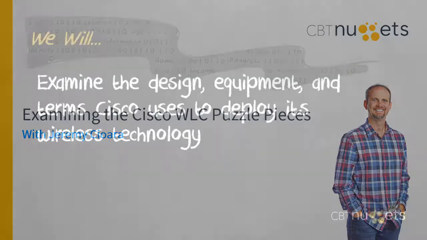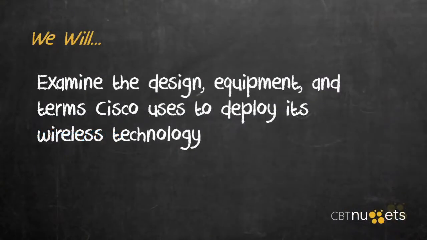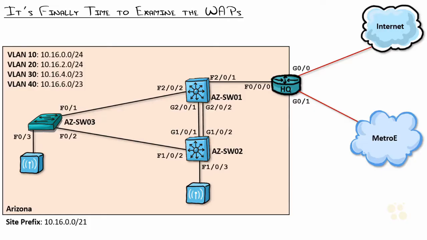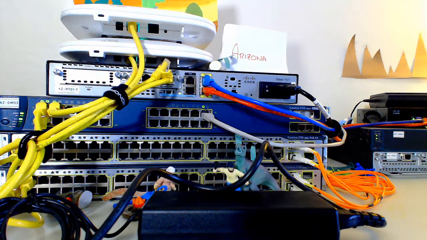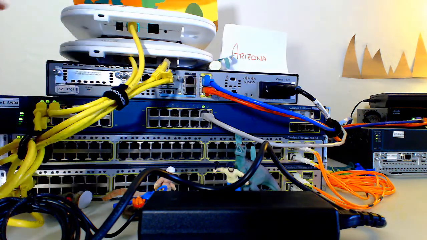So what we're going to do in this video is walk through the puzzle pieces, as in the design, the equipment, the terms that Cisco uses to deploy its wireless technology. And finally, I can get into what these little devices are. They've been sitting on top of our stack this entire time. I've just been kind of ignoring them until now.